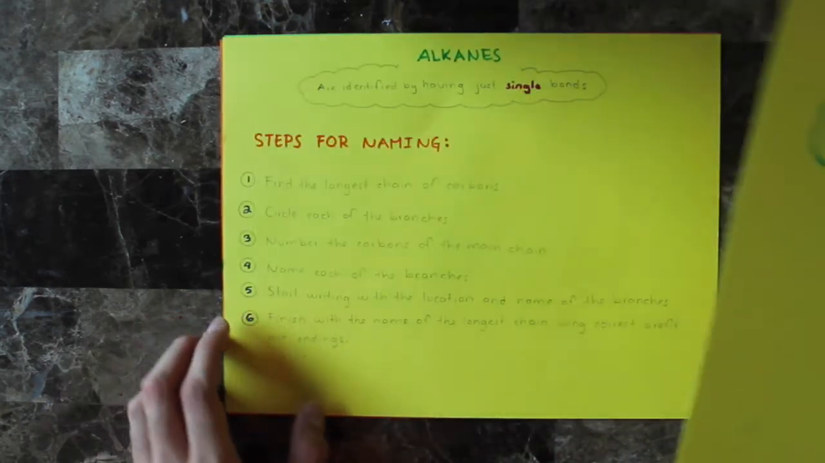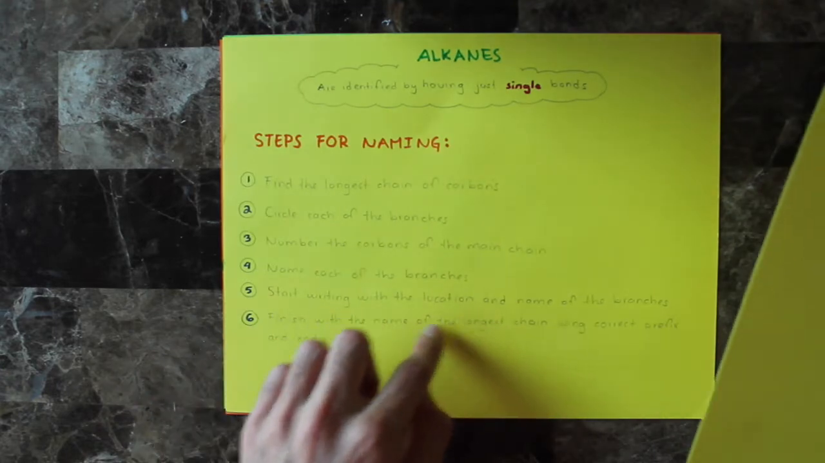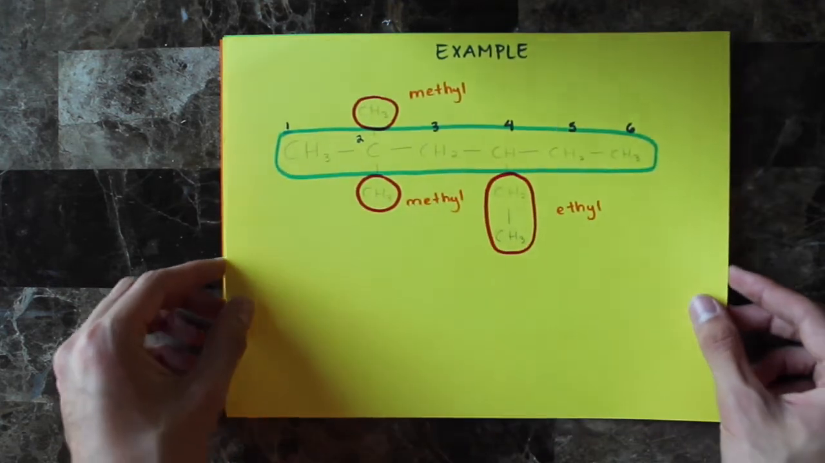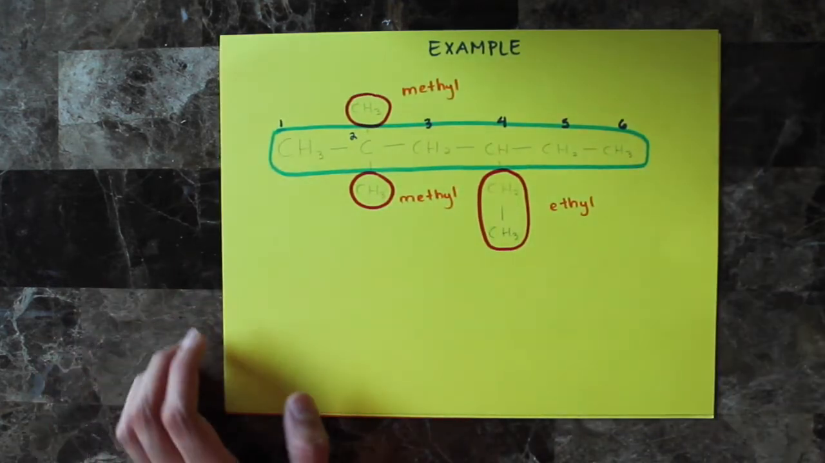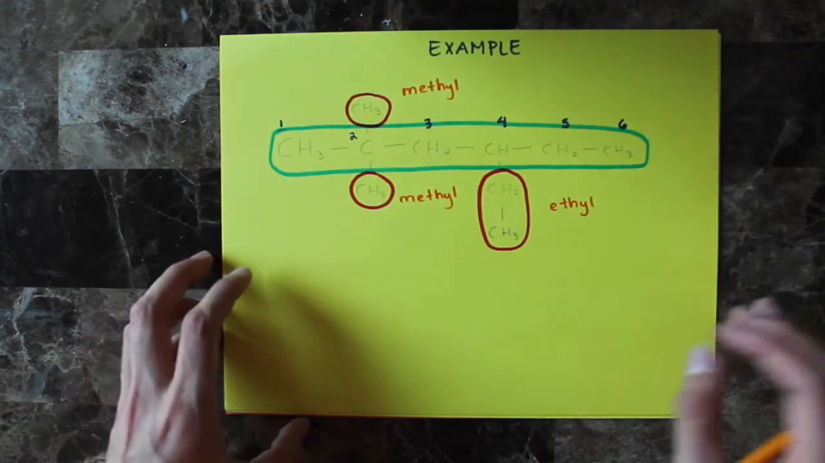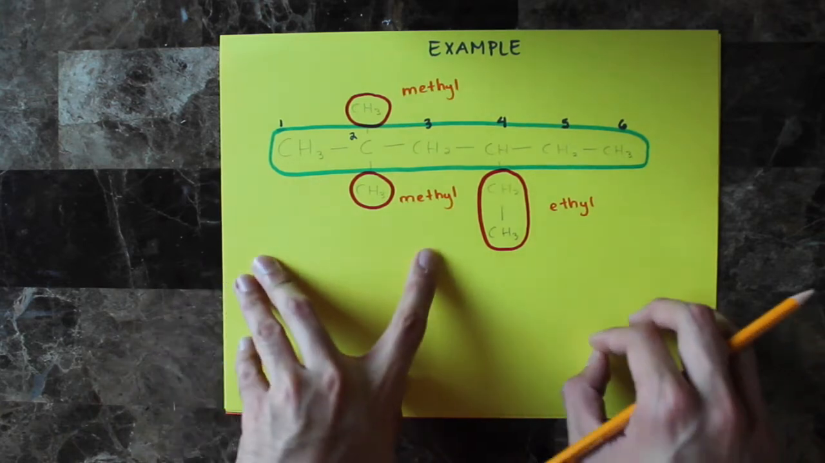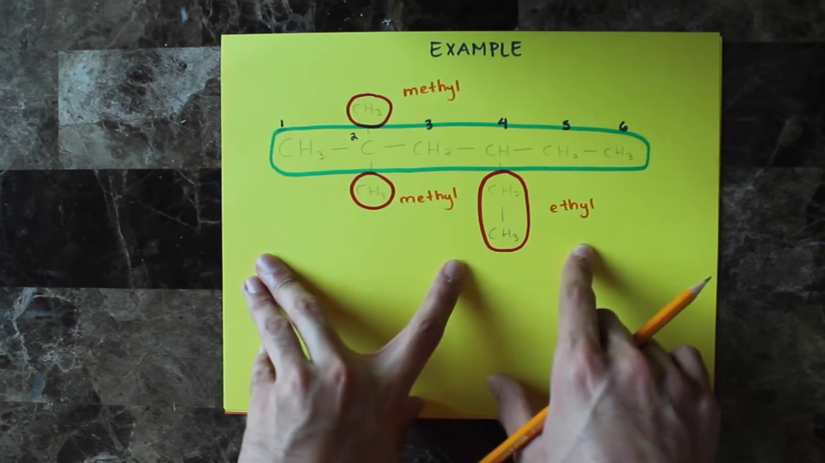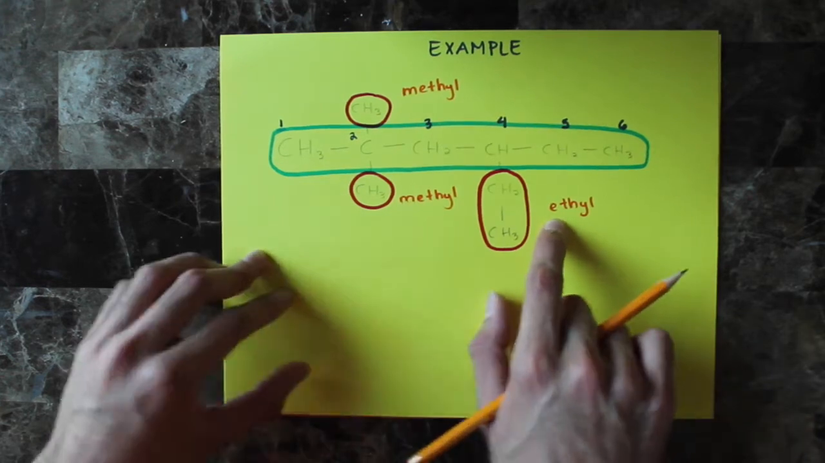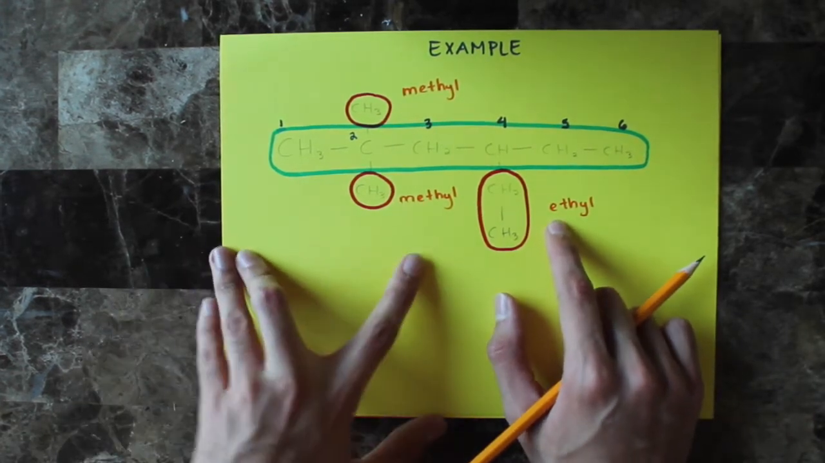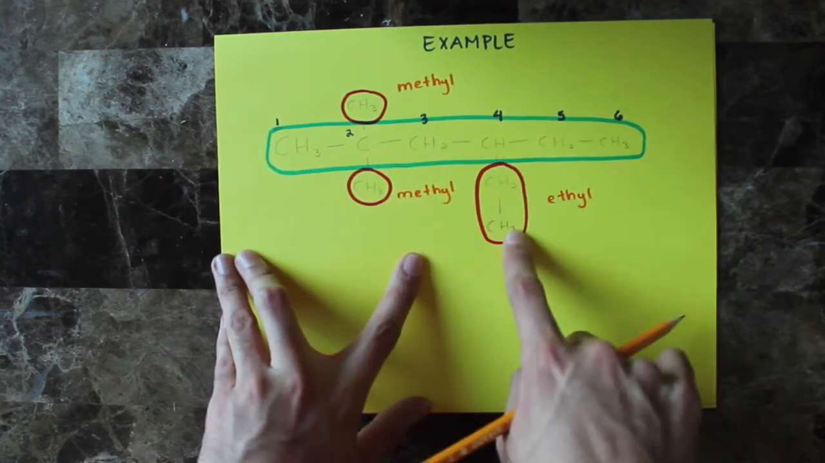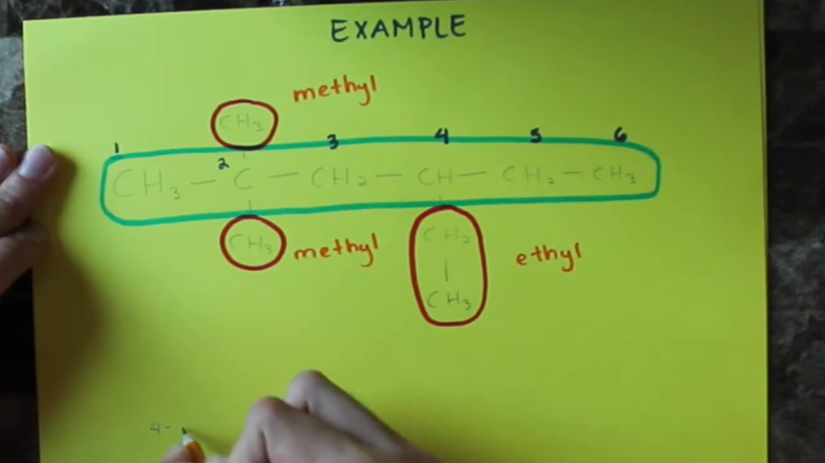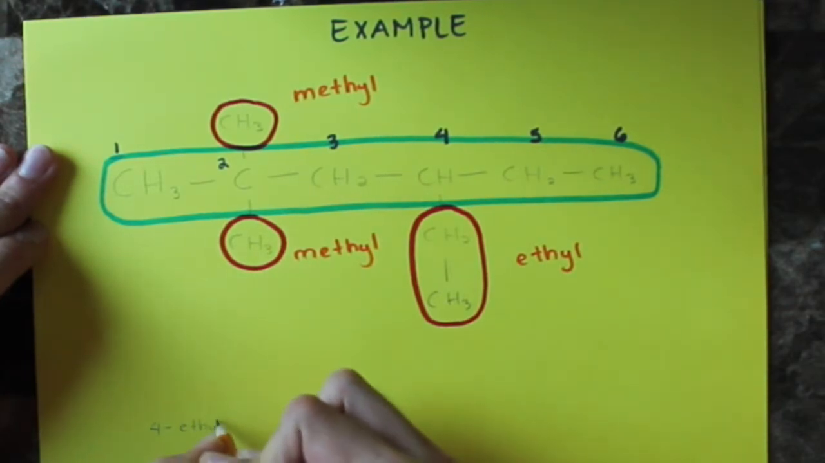Okay, now we start writing the name and the location and name of the branches. We'll start with the branches and their locations, but we have to start alphabetically. So we must start with the ethyl. And the location of the ethyl is on the 4th carbon. So 4-ethyl.